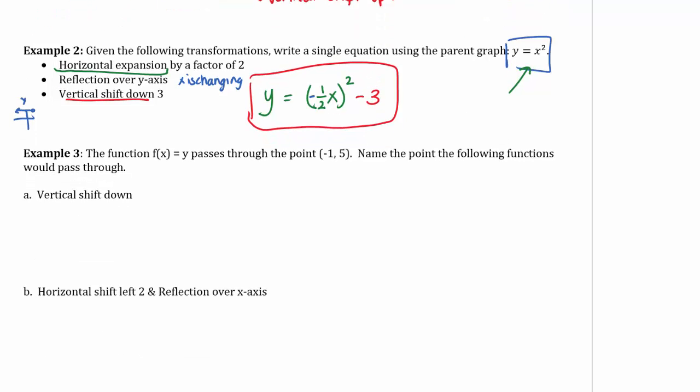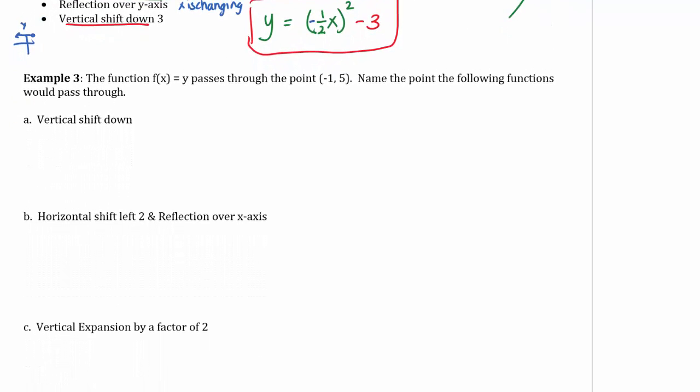Okay, last type of problem. Right now we have the function f of x equals y, passes through the point -1, 5. Remember, an ordered pair is always x, y. It says name the point the following functions would pass through.